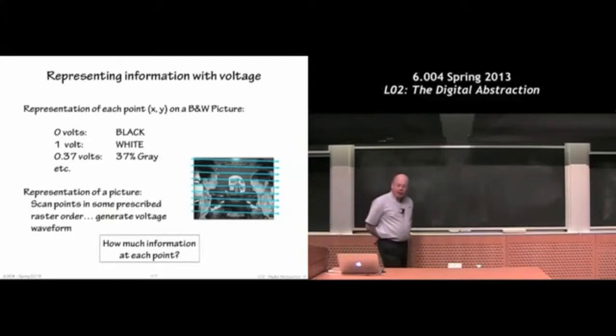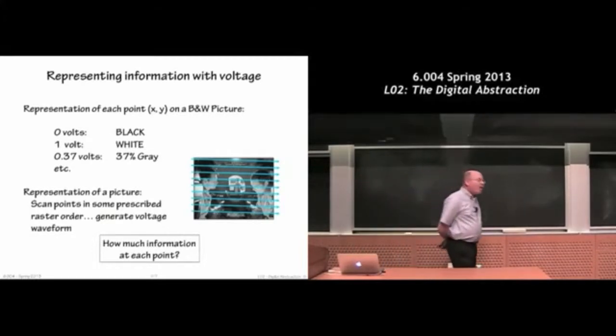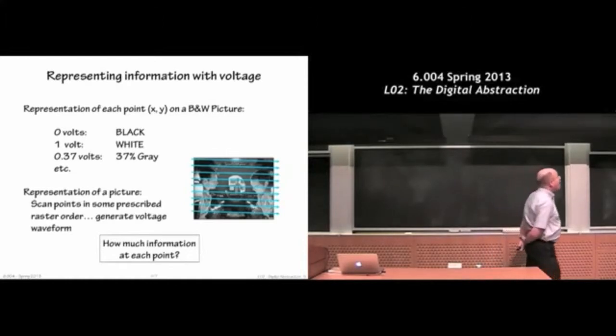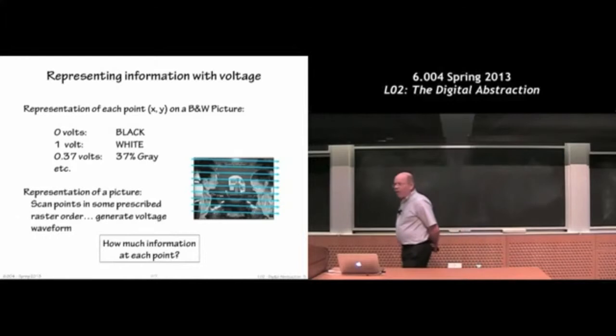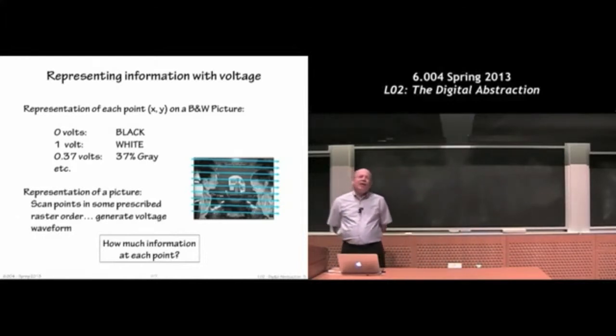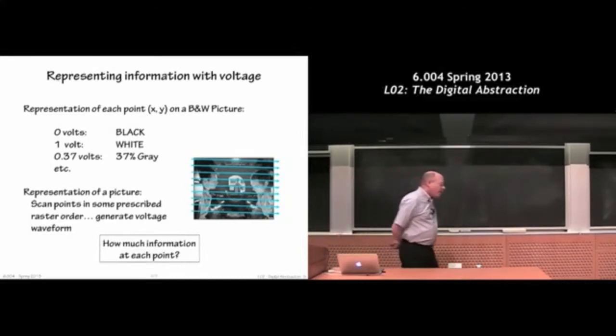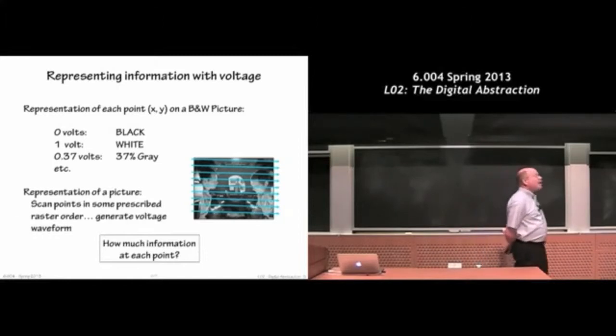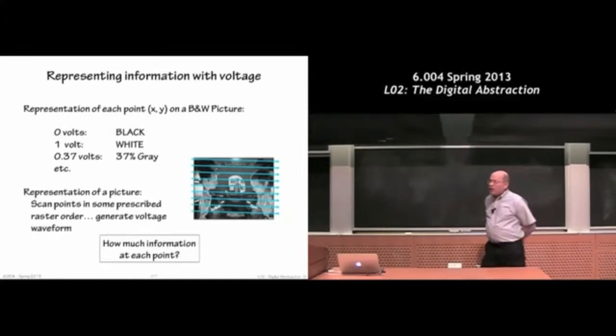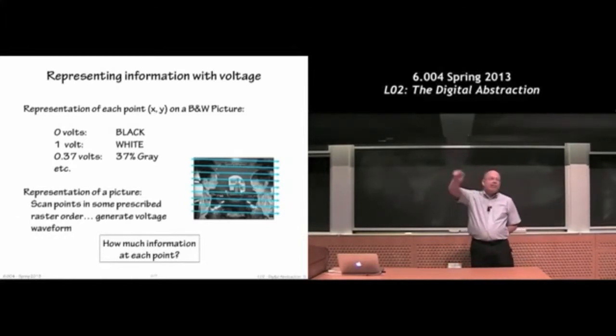So let's start with a thought experiment. Here's a picture. This happens to be a scene from 2001. What we want to do is represent the information in that picture using a voltage. Imagine, this is the way TV worked for many years, not anymore, but in the old days. What we're going to do is take a horizontal scan across the picture, across the TV picture in this case, or just an image, and it's a black and white image.